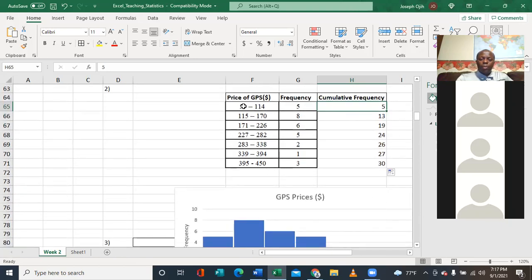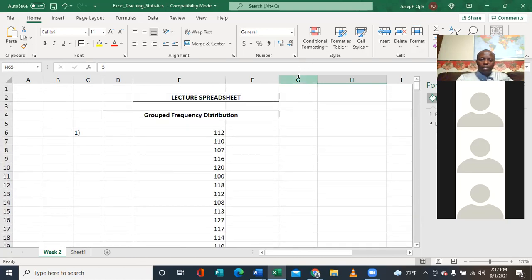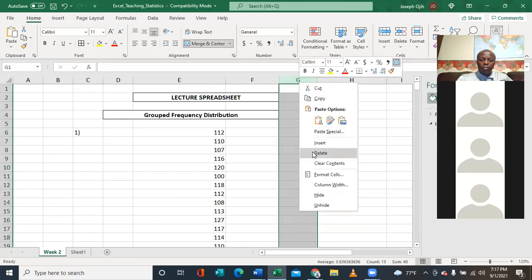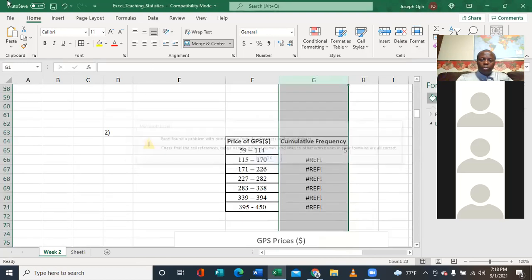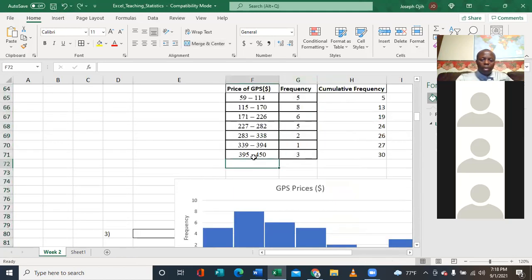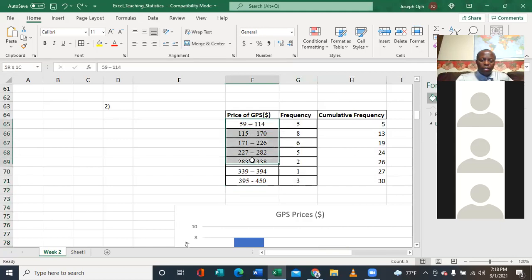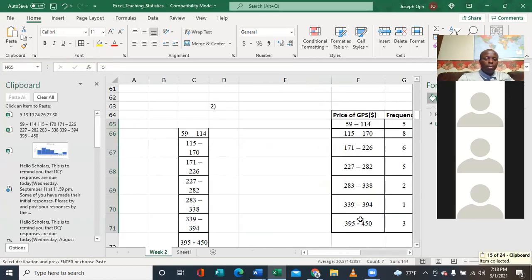Now that you got it, you can plot it versus the frequency. So let me see if I can delete this cell here so they can be together. So you can see that they're together now. Excuse me, I have to undo it. Okay. So what I'm going to do is copy this on one side. Okay. Put it here. Then copy this cumulative frequency. Put it here.